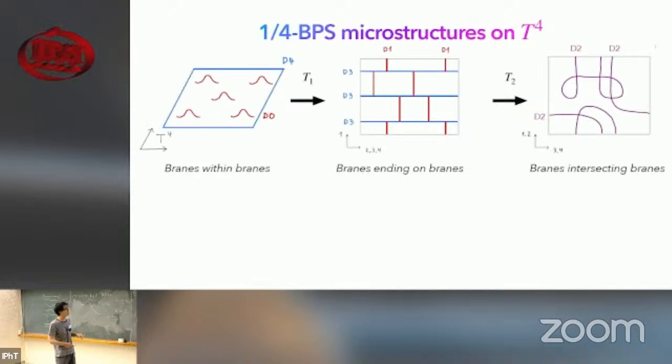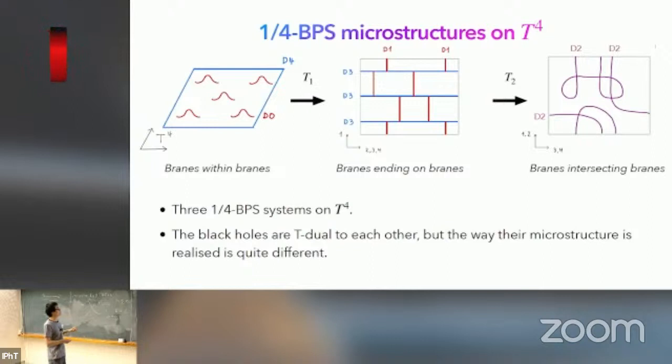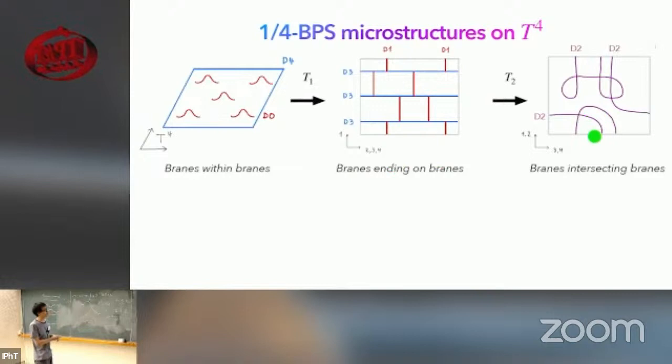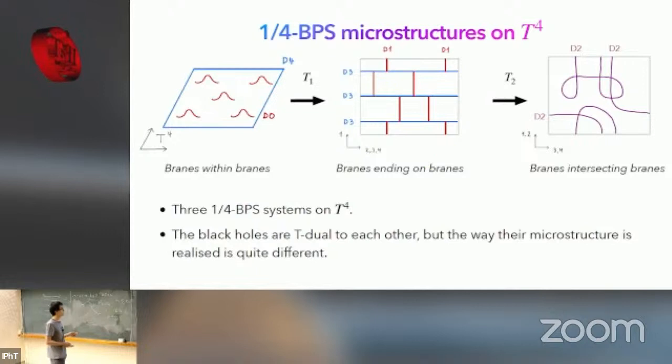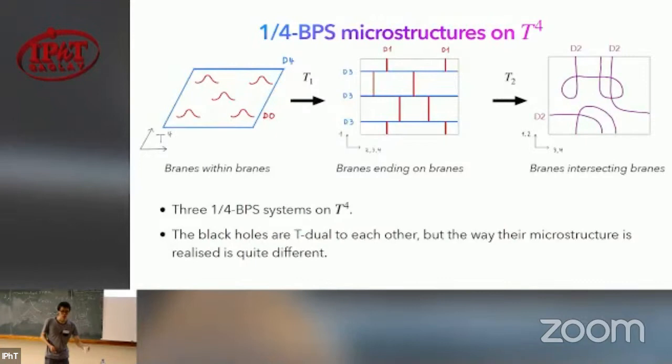All right, so to recap, we have branes within branes, branes ending on branes, and branes intersecting branes. All three systems are 1/4 BPS systems on T4. The black holes are dual to each other, but the way the microstructure is realized is quite different. All right. So this was the beginning, and so now we can go to the first course.